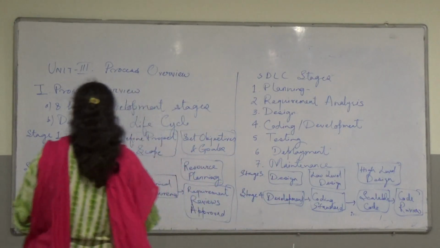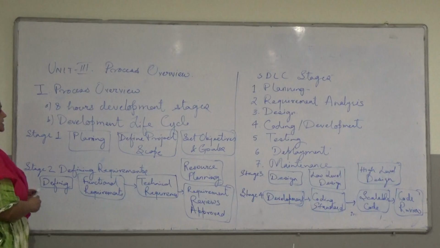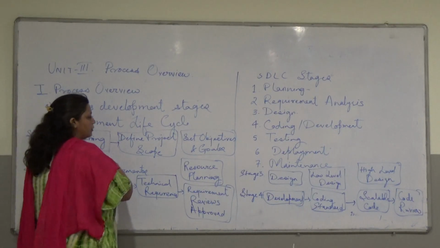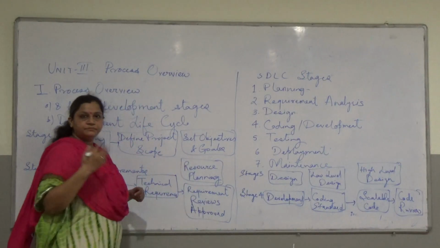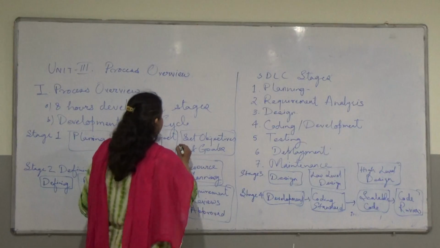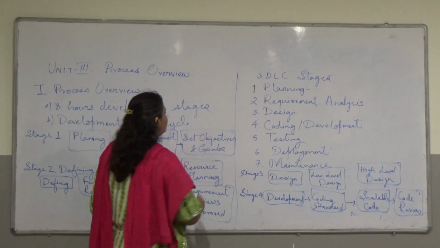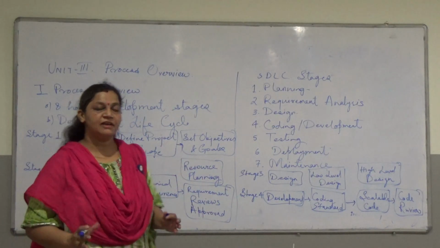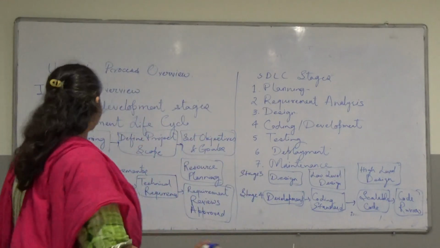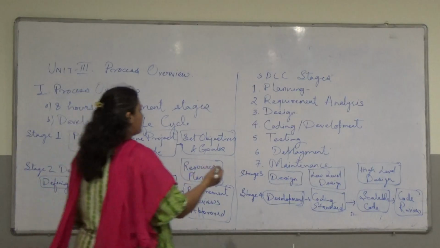So the first stage that we have is planning. First we are going to do planning, then we define the project scope, how it is going to affect the ultimate clients, whether they will be happy or not, and finally set objectives and goals. When we are working on the planning part, we have to set goals for what we are going to design and deploy. The next point, stage 2, is requirement analysis.